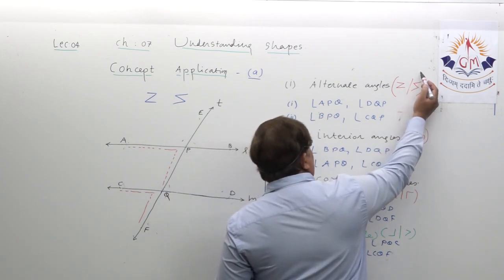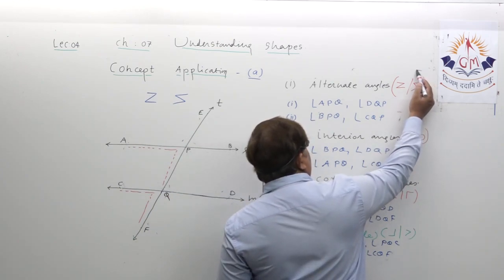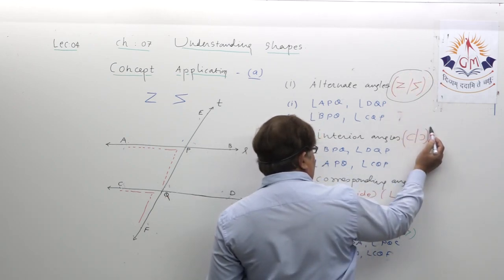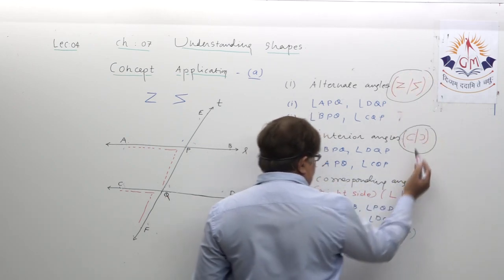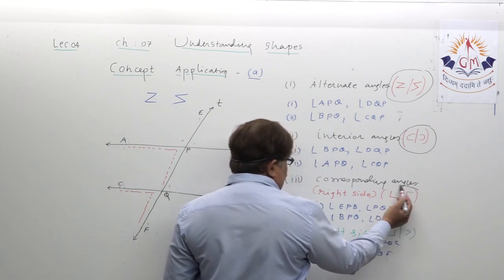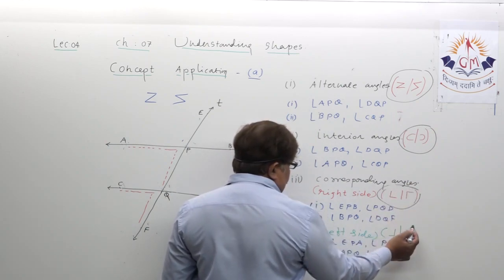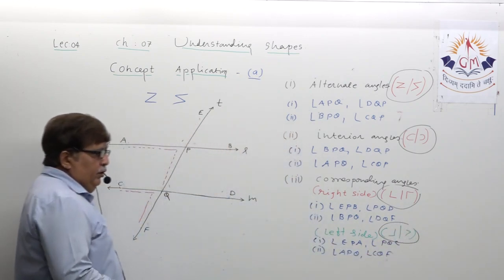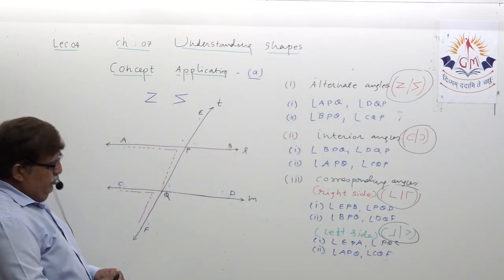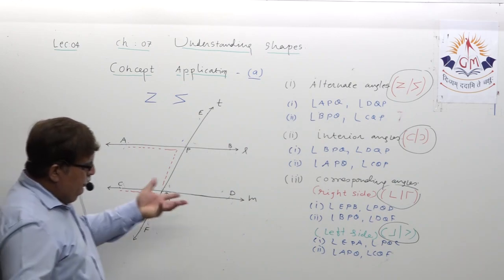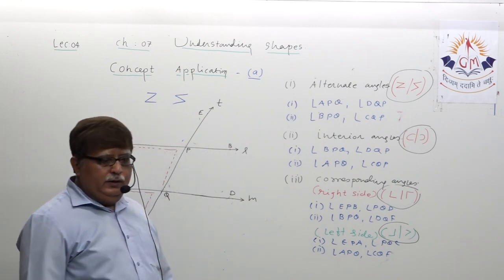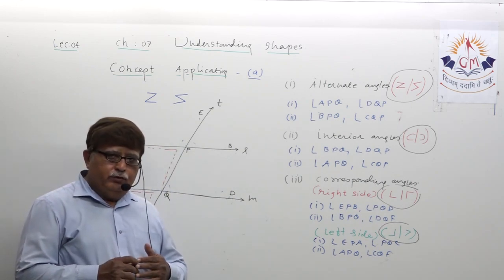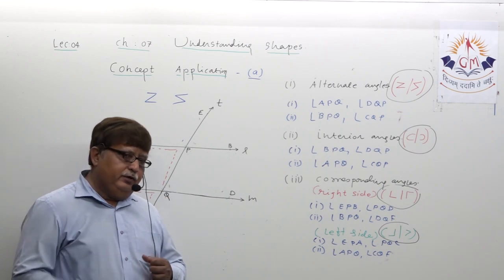Understand, for alternate angles, what is the formation? Z and inverted Z. Interior: C and inverted C. Here, on the right side, L and inverted 7; on the left, inverted L and 7. If you remember this formation permanently, you will always be able to name the pairs of angles quite easily.